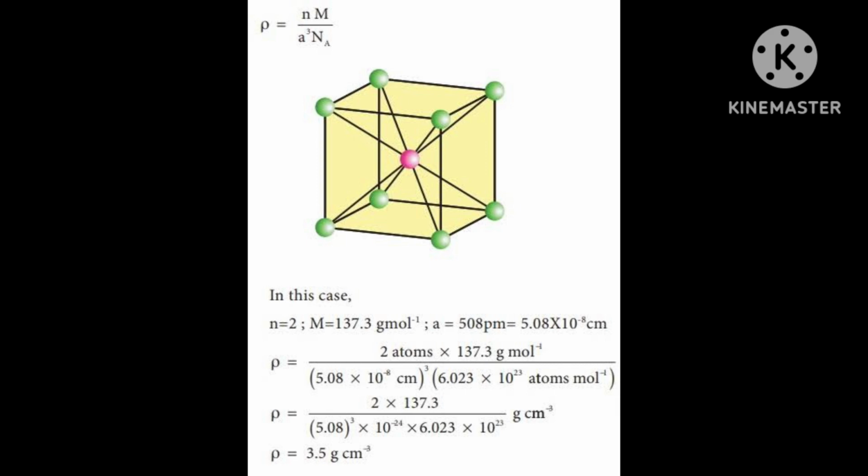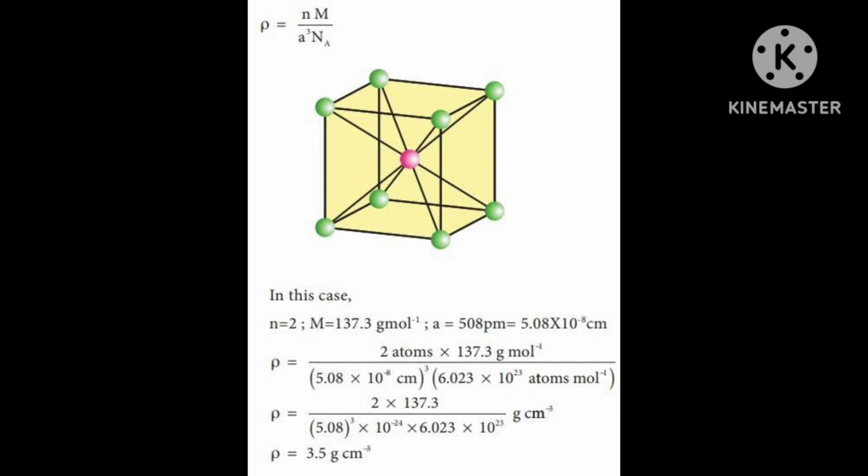Since each BCC cubic cell consists of 2 atoms, correct? This is the only thing you have to apply. You only have to multiply by 2. If there was only one atom, then the answer was 12.08, what you have calculated. But you are talking about the BCC cubic cell.